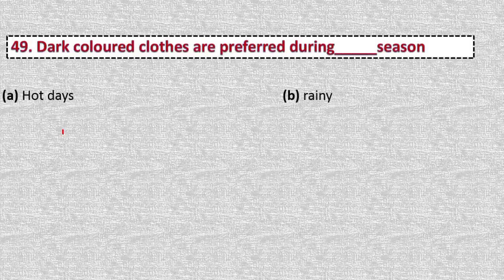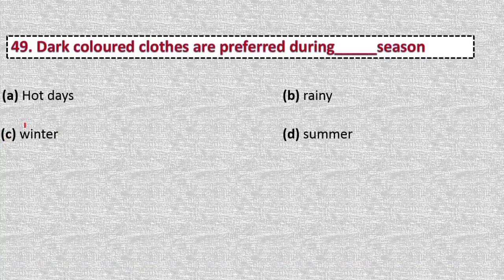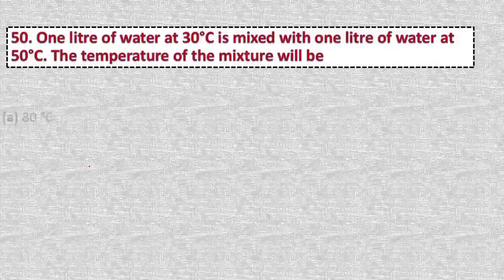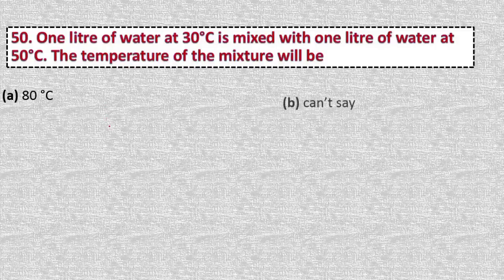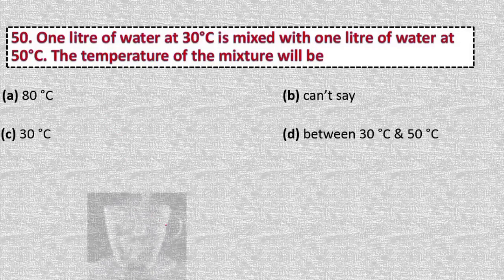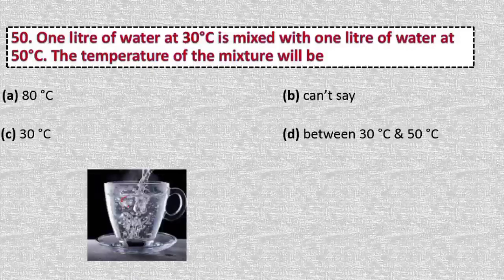It happens during daytime. Dark colored clothes are preferred during which season? We know that dark colored clothes are good absorbers. Therefore we prefer them during winter season. The correct answer is option C. Look into the next question. 1 liter of water at 30 degrees centigrade is mixed with 1 liter of water at 50 degrees centigrade. The temperature of the mixture will be, let us see.